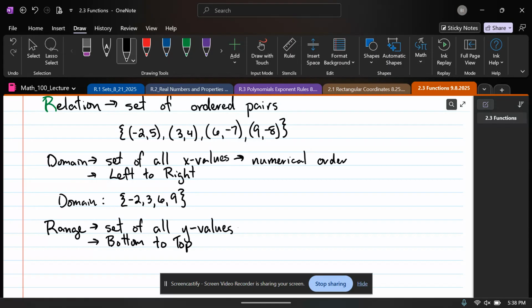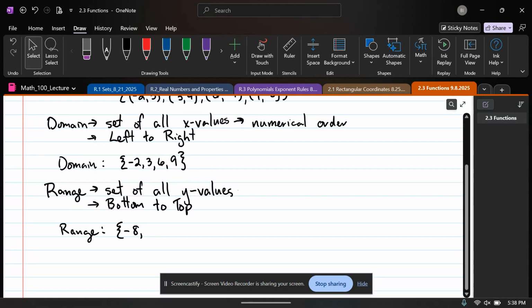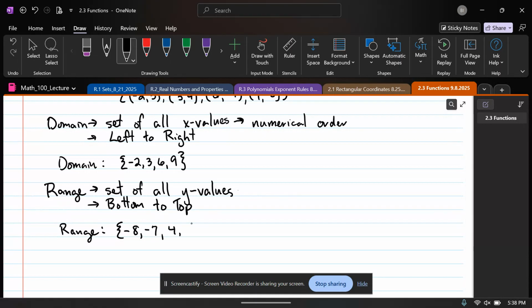Now, what's the range of our particular example? Well, it's the y values. I'm going to start at the lowest y value. Of the y values in that set up there, what's the lowest one? -8. So that's the first one I'm going to put. Then the next lowest, -7. Then the next lowest, 4 and 5. Has nothing to do with them being written in that order. Has everything to do with their value as far as y values go. Where they're at on the coordinate plane. Bottom to top. That's how you want to think about that.